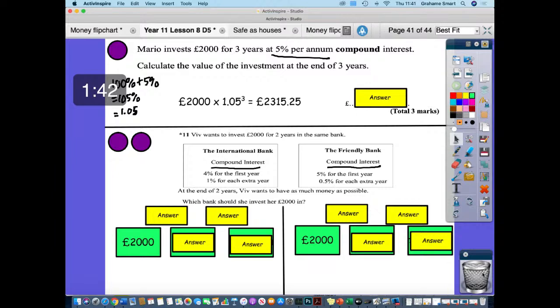I don't think I needed to round to 2 decimal places when I did it on the calculator. It actually came out to 2 decimal places already. So the answer would be £2,315.25. And there you go. Alright, so that was the first one.